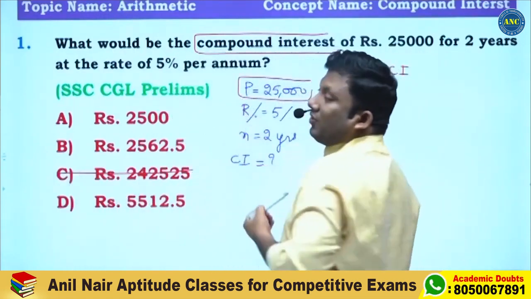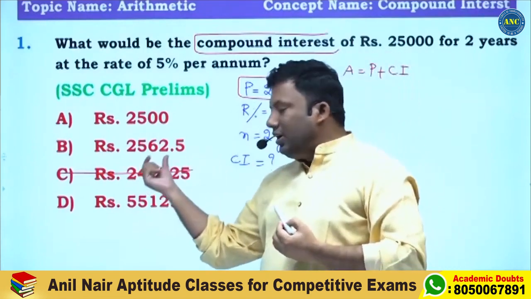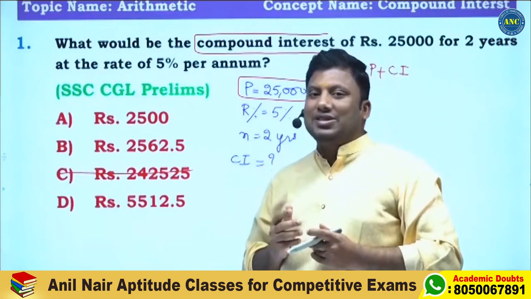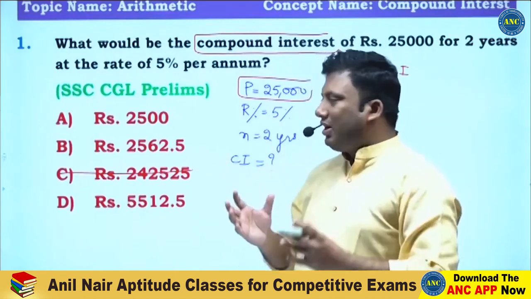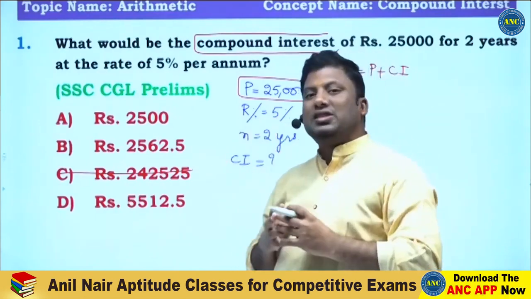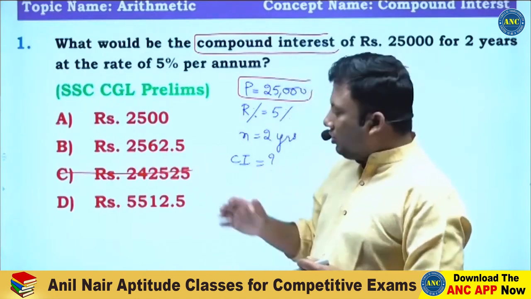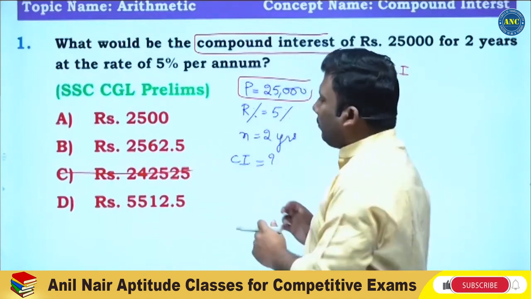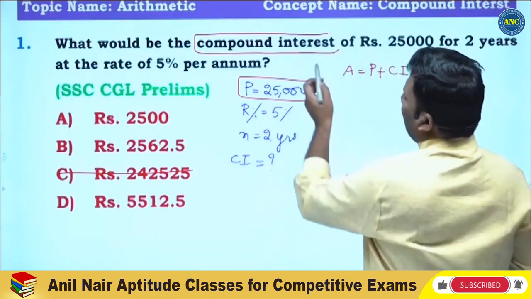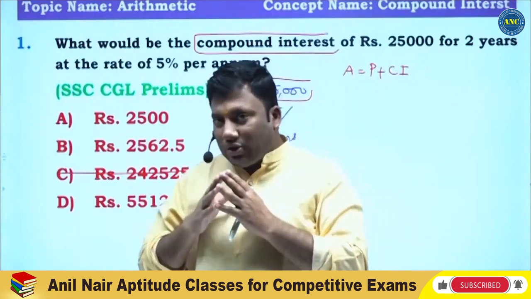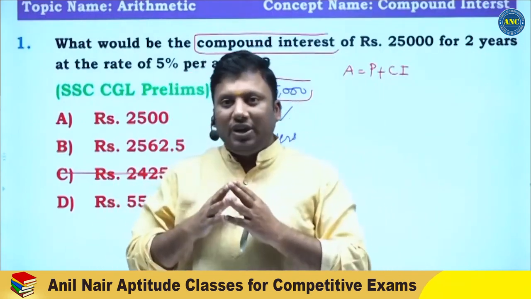First pure observation: rate is very, very small, so this value will not come. Principal itself is 25,000. Compound interest it is 2,42,525. When rate is 5%, it is not even possible. On 100 rupees I am giving 5 extra. How come it will get into thousands, into lakhs? The next key point is that it is a compound interest. So in a compound interest, in addition to the sum I took, I give something extra.